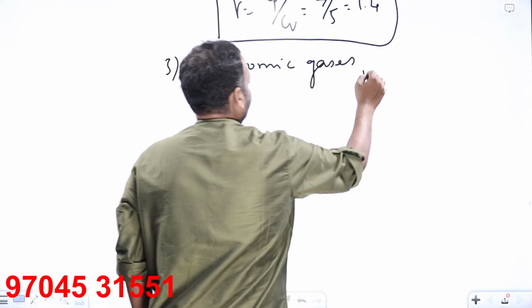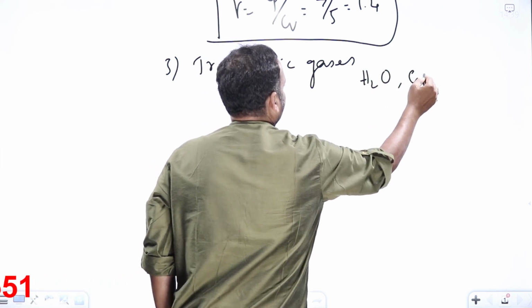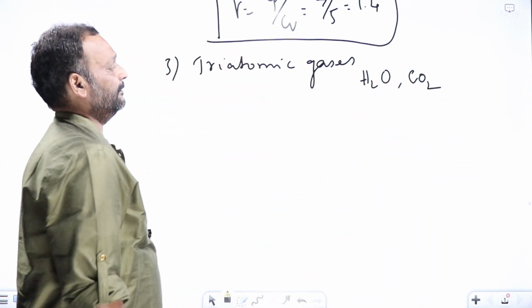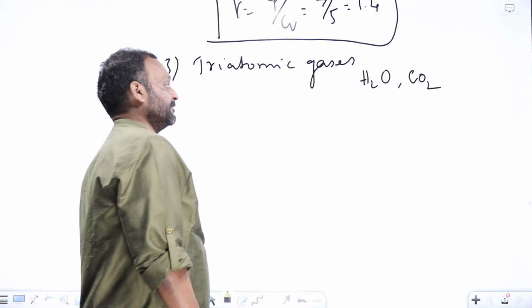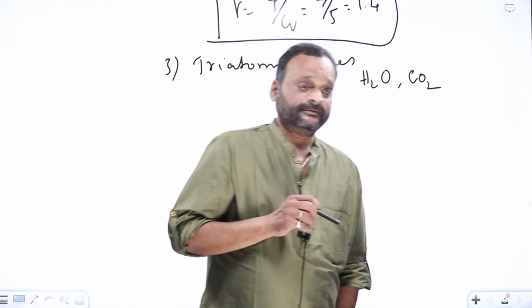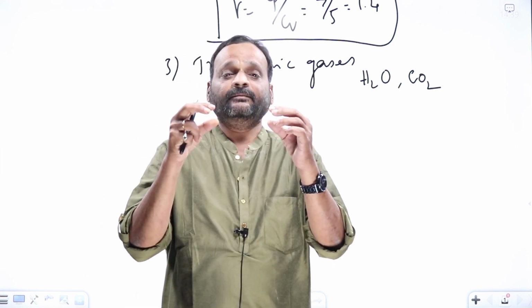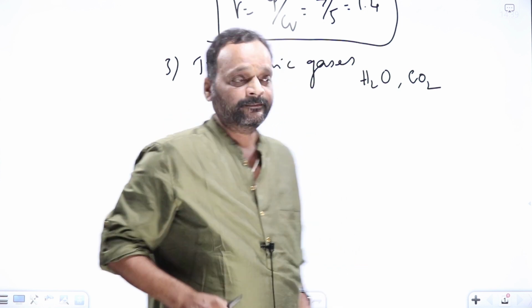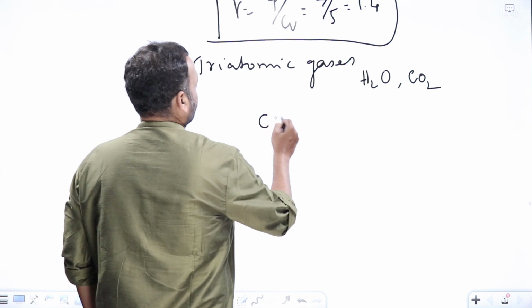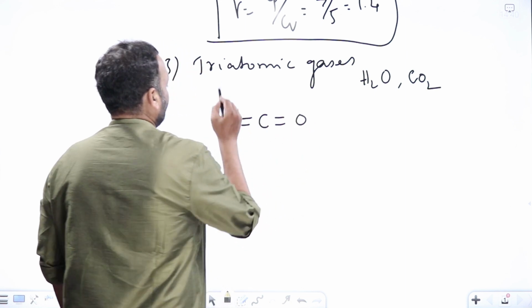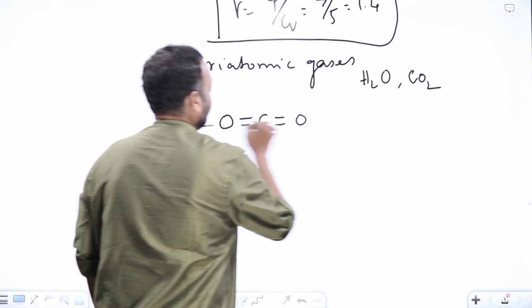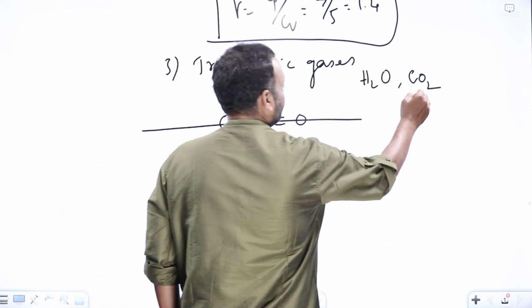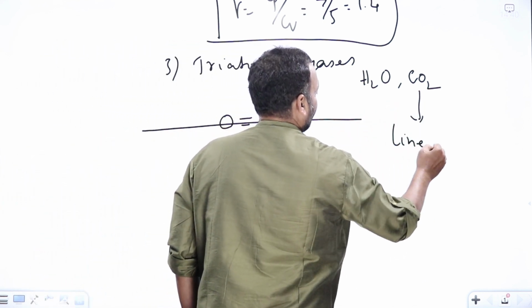What are triatomic gases? Like H2O, CO2, SO2, N2O, these are all what you call triatomic gases. 3 atoms are there. Whenever I am talking about 3 atoms, the question is how those 3 atoms are arranged in a molecule. If they are all in one single line, I'll call that molecule a linear triatomic molecule. The best example for a linear triatomic molecule is carbon dioxide. Carbon and the 2 oxygen atoms are in a single line. So this is called a linear molecule. CO2 is called a linear triatomic molecule.